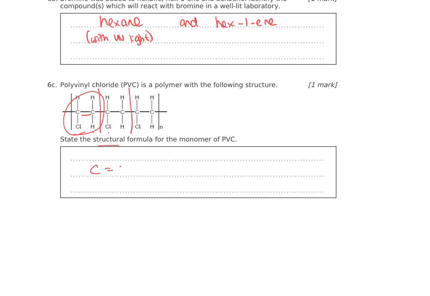So it's going to be C double bond C, with H, H, H, Cl. They also allowed you to do condensed structures, so CHCl=CH2. Or you didn't need to put the double bond, so CHCl, CH2 would have been acceptable as well. If you put the molecular formula, they wouldn't allow that, because it doesn't show that you understand that the double bond is being reformed.